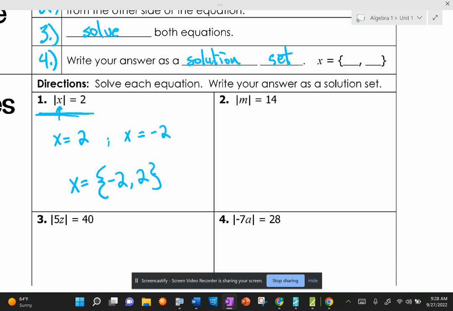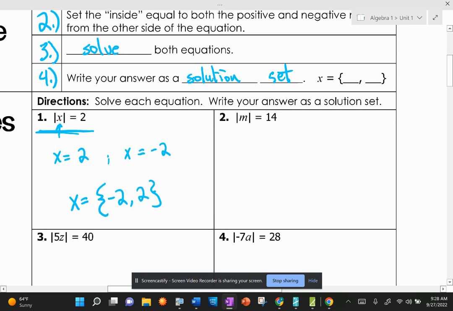Okay. So we just did number 1, kind of. So let's look at number 2. Your first step is to make sure the absolute value symbol is all by itself. Check. It is. Your second step is to set everything on the other side equal to the stuff on the inside. So we get m equals 14, but we would also have m equals negative 14. And we would write our answer as m equals the set negative 14 and 14.